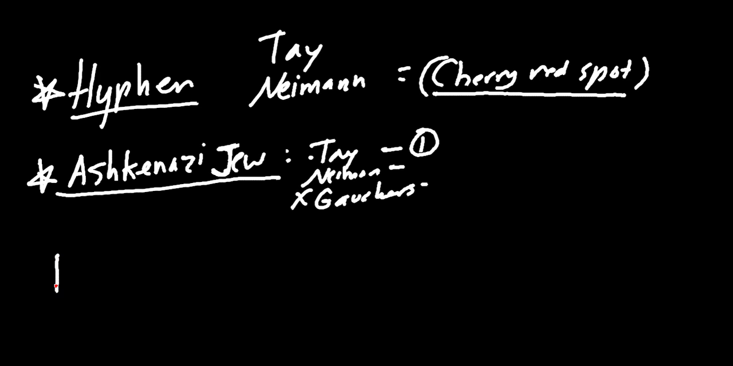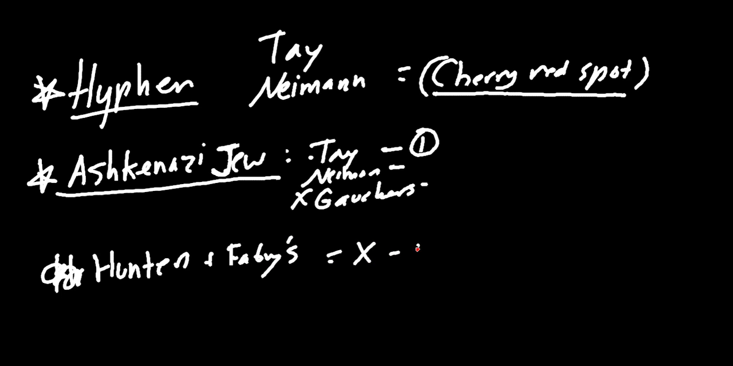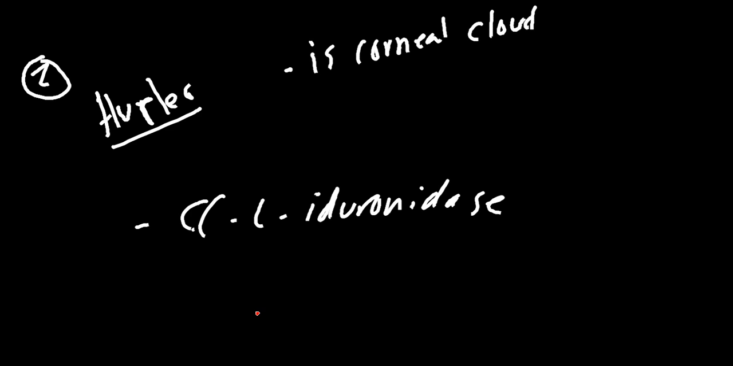Like I said, you have Hunter's disease plus Fabry's disease. These are going to be your X-linked recessive. All else is going to be autosomal recessive. Autosomal recessive for everything else. If you have any questions, let me know. I know I covered the basics and the buzzwords for a lot of these. I guess I could throw in one more thing.